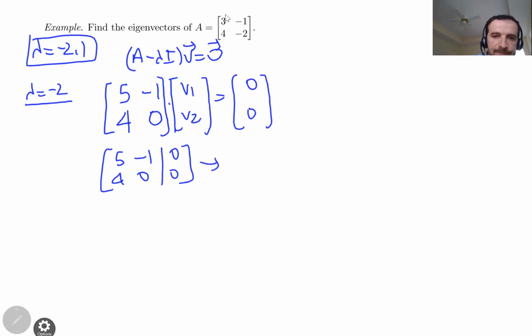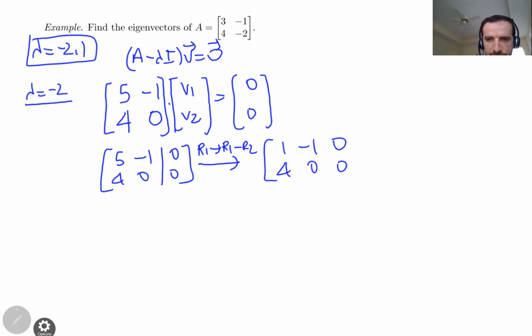So to do so, what should I do here? Remember, I have to make this entry 1, right? So let's subtract the second row from the first row. So row 1 goes to row 1 minus row 2. It is 1, negative 1, 0, 4, 0, 0. Now I have to make this entry 0, right? And how can I do that? Multiply the first row by negative 4 and add it to the second row.